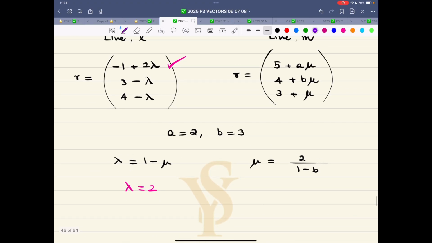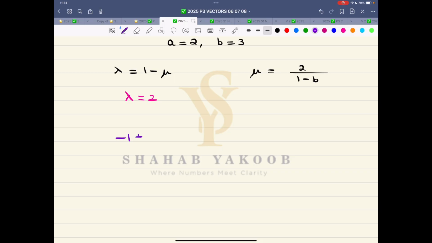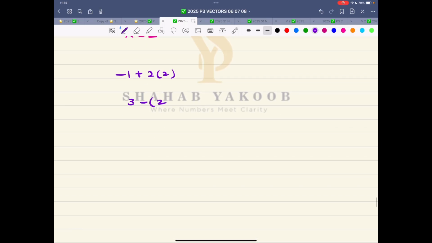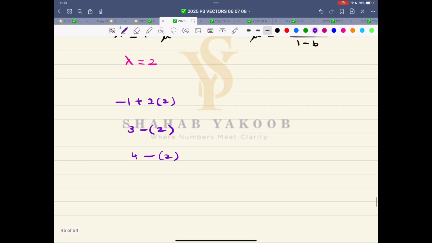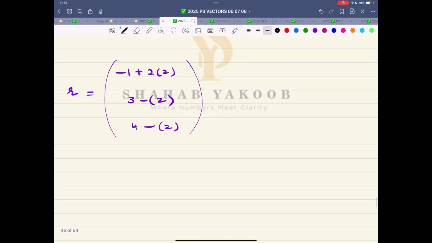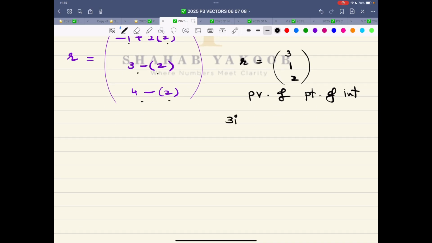So therefore, we have minus 1 plus 2 lambda, minus 1 plus 2 times 2. And then 3 minus lambda, 4 minus lambda. This is R because the point of intersection is the same. So therefore, R equals to 4 minus 1, that is 3. 3 minus 2, that is 1. 4 minus 2 is 2. So this is the position vector of point of intersection. It's a good idea to write it in the IJK form. That is 3i plus j plus 2k.